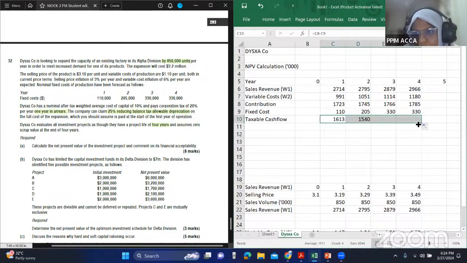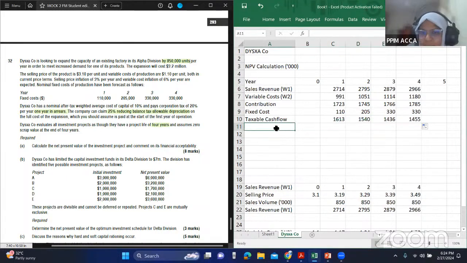Take the totals for all the columns. So that will be 1613. Then we have 1540, then 1436, and 1455. Okay, that's a taxable cash flow. Now, taxable cash flow is the amount that you have to pay your taxes on.